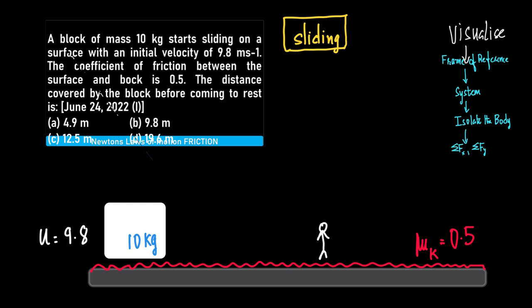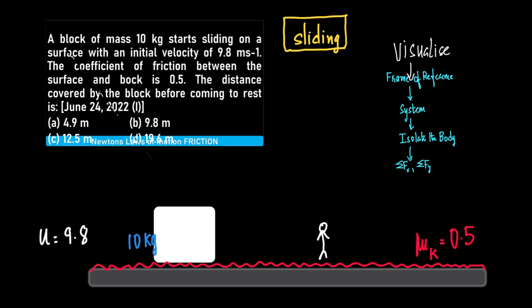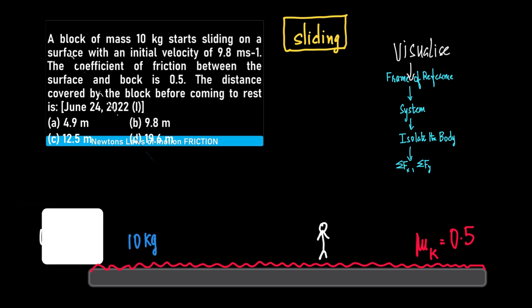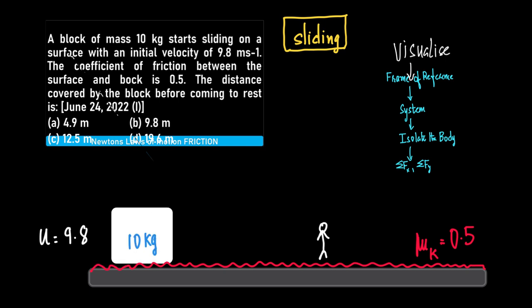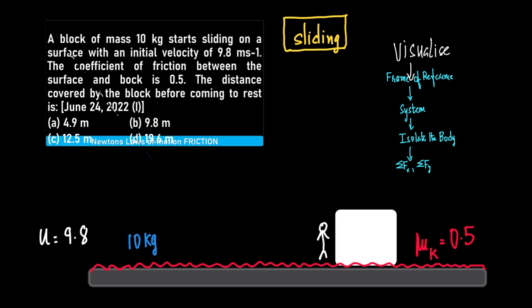First, we'll visualize the given scenario. So we have the visualization part. Frame of reference: I'll choose an inertial frame of reference. We have the system, the block, and the floor here. We'll isolate the body, which is this body over here. It is given to us that this body is moving with some velocity, 9.8 meters per second. It is traveling like this, and slowly it retards and then comes to rest. Okay, this is what we have.